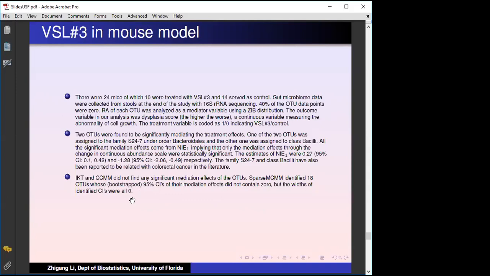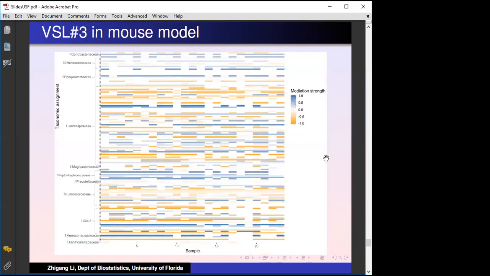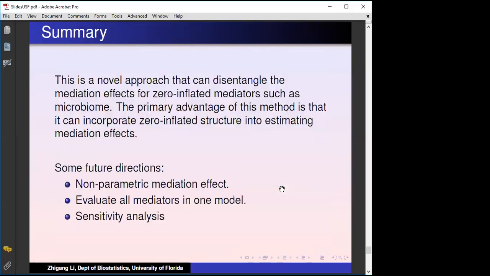So I'm not sure if that's a valid result because I asked the authors of that package, and they cannot explain that. We also constructed a heat map to show the mediation strength of all OTUs in this study.